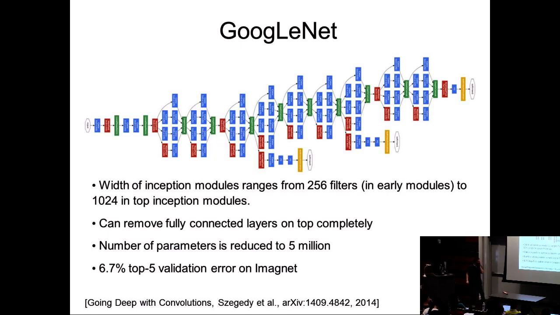So it's a deeper network. You get about 6.7% top-5 validation error, and about 7% on the test set. So it's a drastic improvement in accuracy: you have a deeper model, and you remove the fully connected layer.